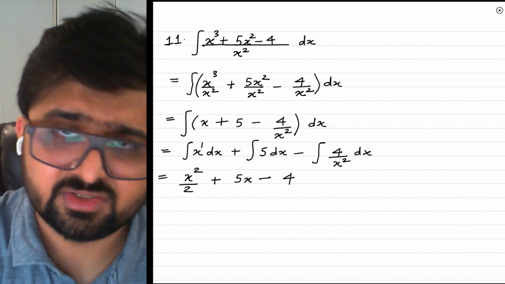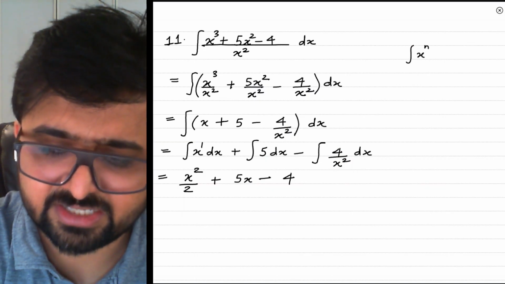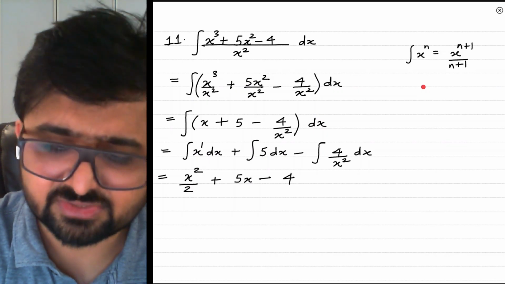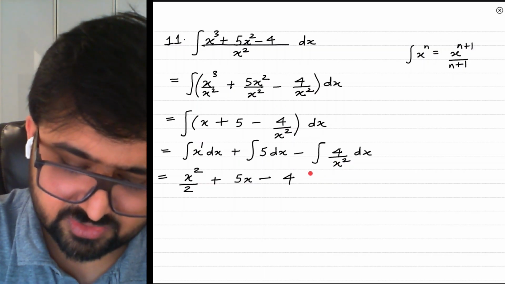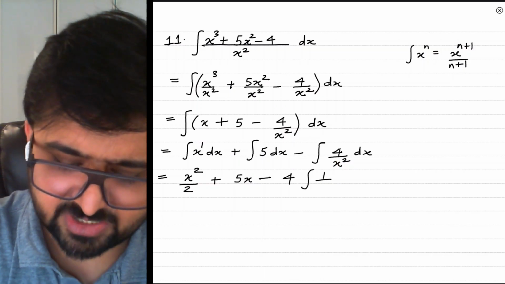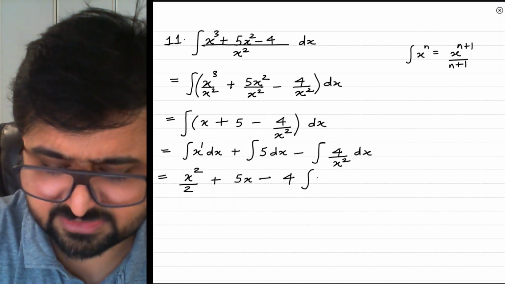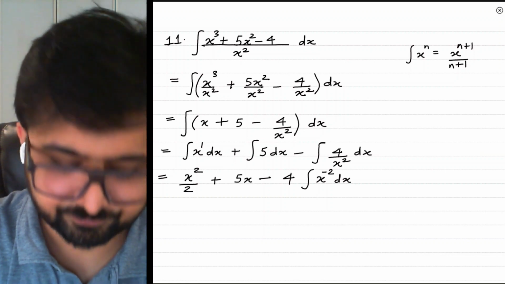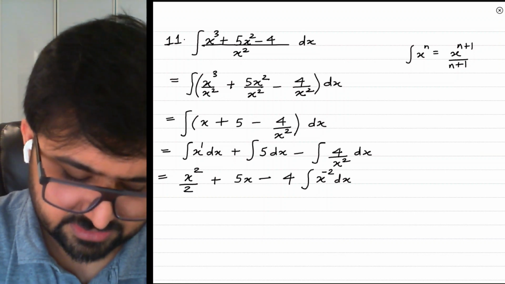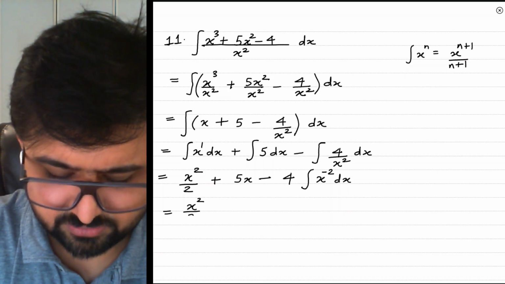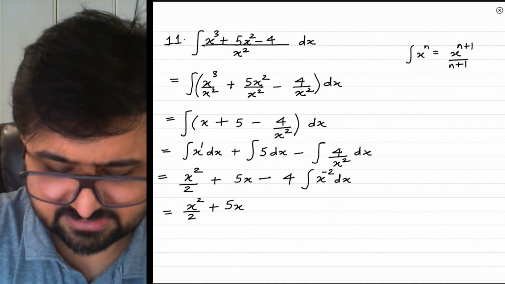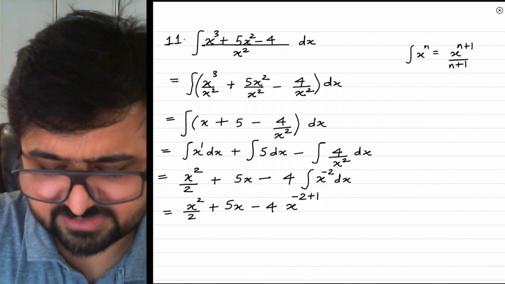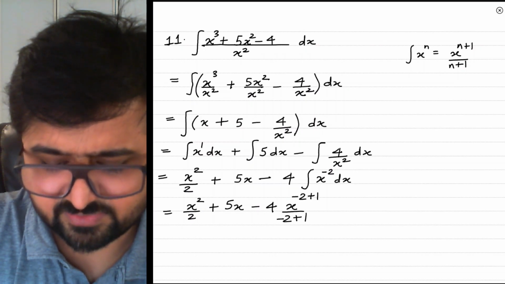Now remember, integral of x to the power n is x to the power n plus 1 over n plus 1. Now since it is 1 over x squared, you can actually write it as x to the power minus 2. That 1 over x squared can be written as x to the power minus 2 dx. Okay, so I keep all these terms same. So I get x squared by 2 plus 5x minus 4 times x to the power minus 2 plus 1 over minus 2 plus 1.